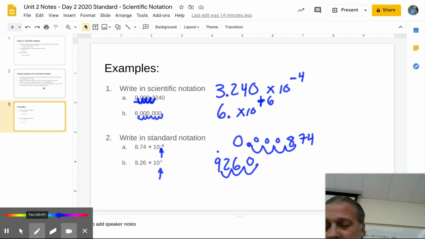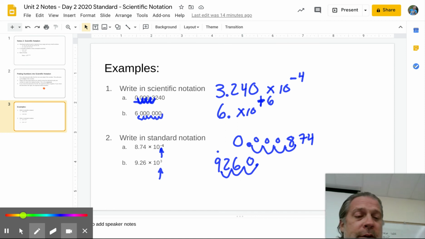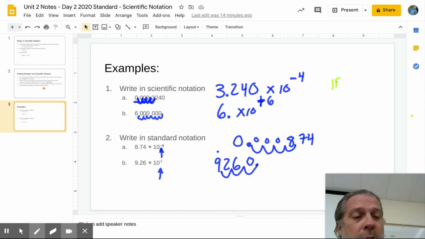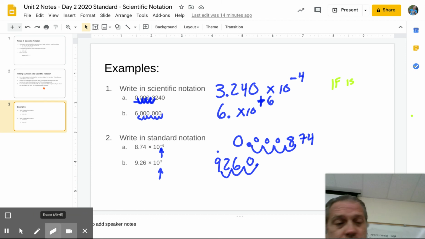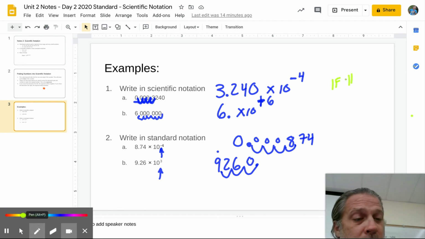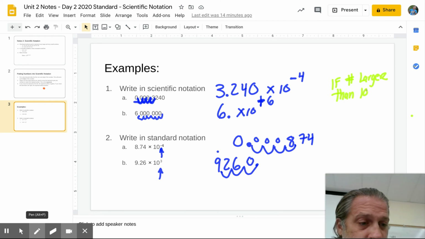What I usually tell students when they ask when we have to write in scientific notation or not is this: I usually say if the original number is larger than 10,000, put it in scientific notation.